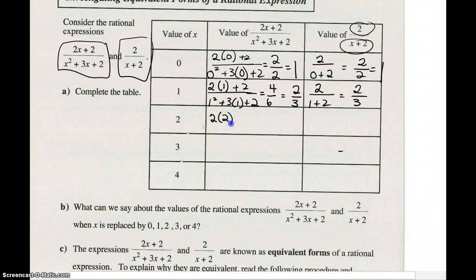Let's put in the 2. 2 goes in for my x, plus 2. I put a 2 in here for my x. I'll put a 2 in for this x. And when I finish it up, I should get a 6 over 12, which equals 1/2. We'll simplify it. And then I'll find the same thing over here. We have a 2. I put in my 2 for my x plus 2 equals 2 over 4, which of course equals 1/2.